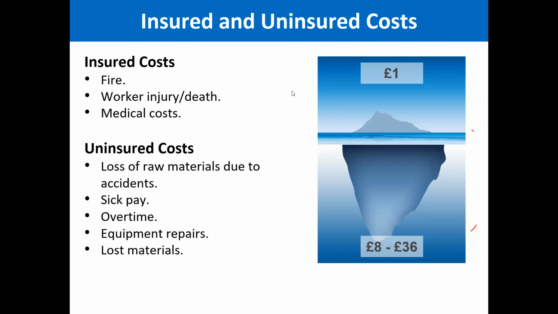And there was a study done in the UK in which they found that the insured and uninsured costs can be represented by an iceberg. What's an iceberg? It's a massive piece of ice, and only a small tip is visible out of the water. And there's a huge mountain of ice below that tip. So this is how you can differentiate insured and uninsured costs. The insured costs account for only £1. So if there is £1 of insured cost, the associated uninsured costs can range from £8 to £36. So you can imagine how much cost you can lose after an accident, and you can only recover or insure a small percentage of that cost.